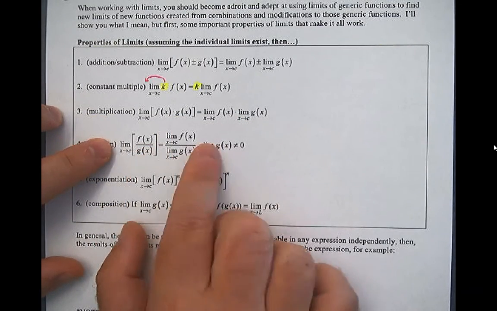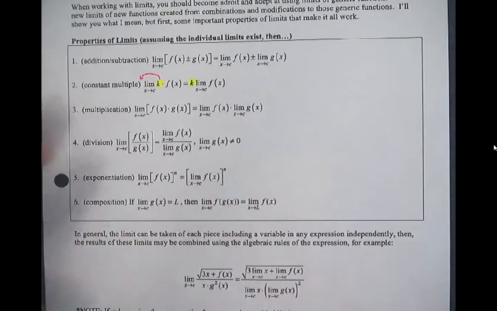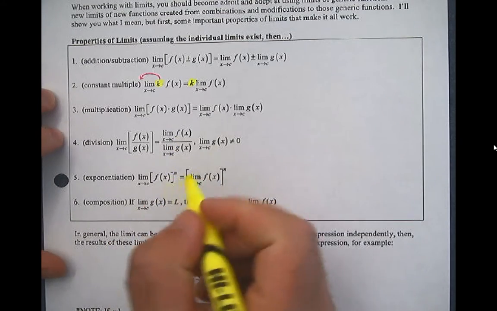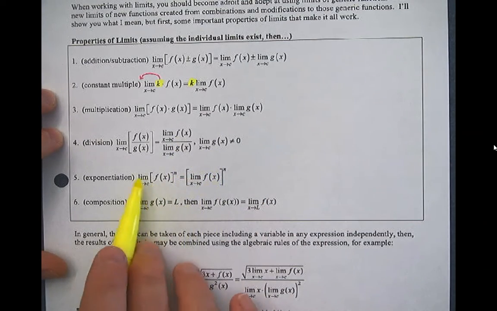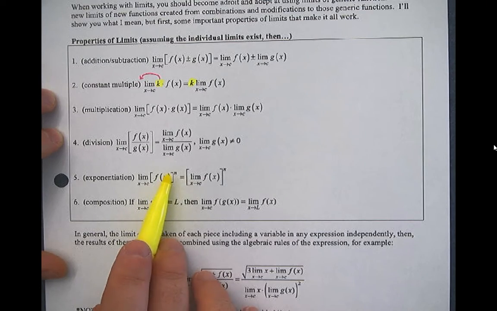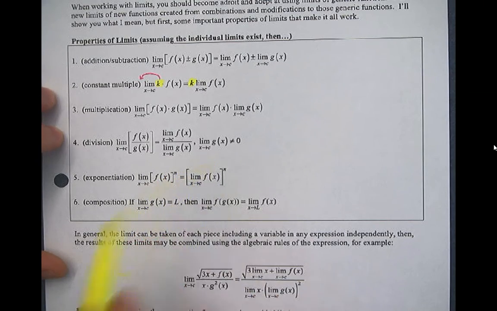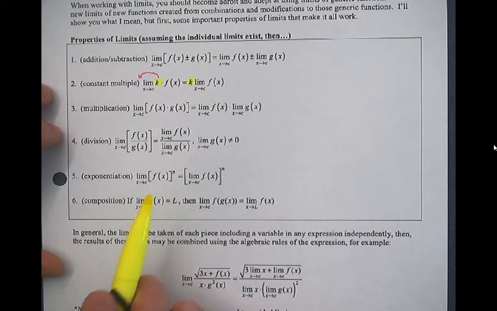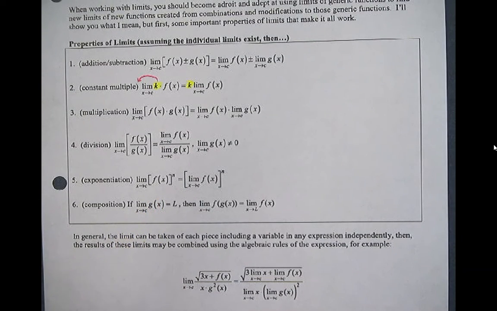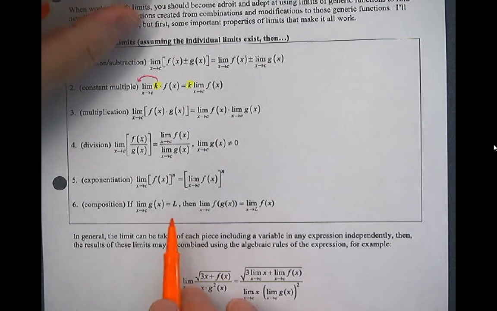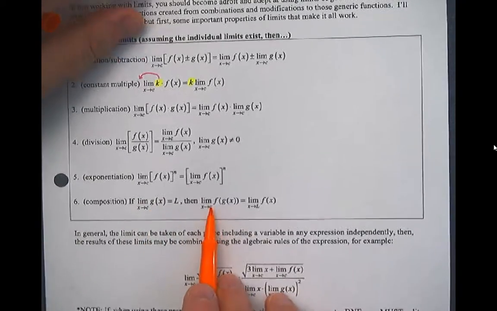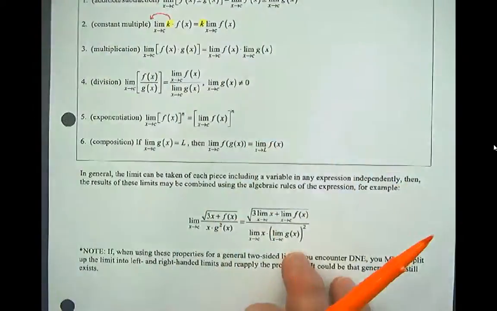Same thing with division. Exponent, this maybe thinks of your exponent rules or your log rules, is that if you've got the limit of something to a power, you can do the limit of that something and then raise that result to a power. And then the last one is probably the only tricky one that you're going to see. The limit of two functions getting composed. So I'm taking the limit of f of g of x.